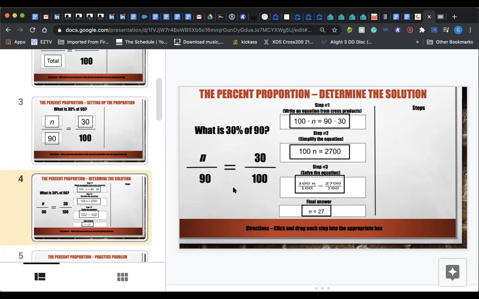So get your cross products, multiply 100 times n, 90 times 30. Simplify that by figuring out what 90 times 30 is, which is 2,700. And now to solve, I divide both sides by 100. It's going to give me 27.